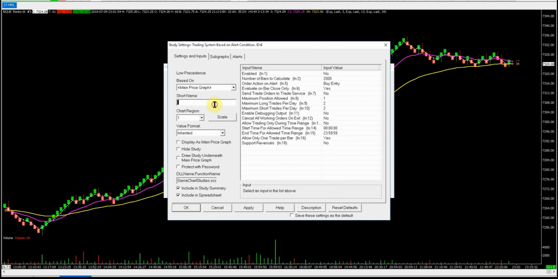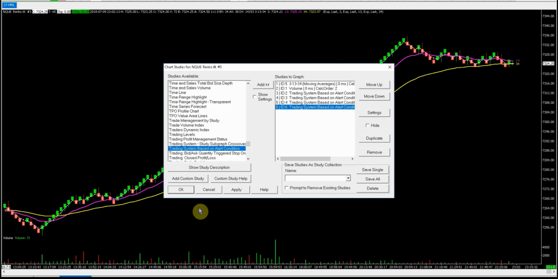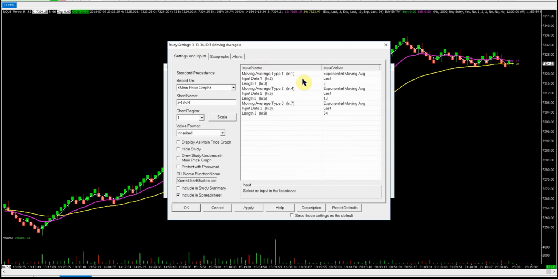Okay, so all right, here we go. So there's those. I'm going to apply that. Buy entry, buy exit, sell entry, and sell exit. So the idea is, and here's your ID5. The 3 is this SG1, SG2, and SG3. Okay. So you can even turn the 34 off if you want.